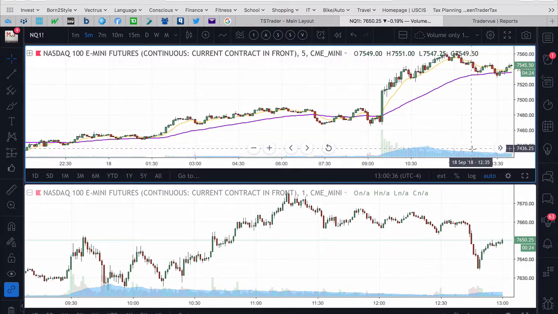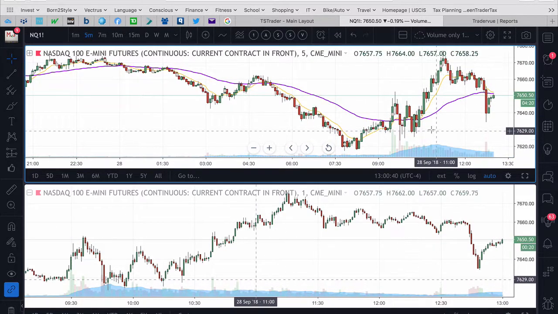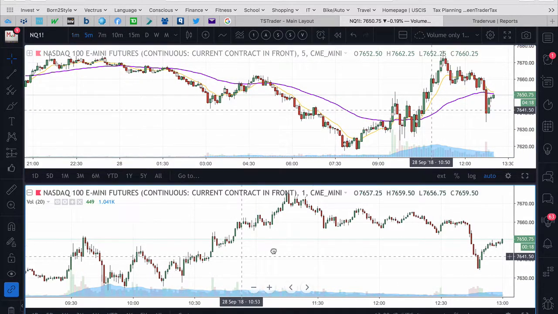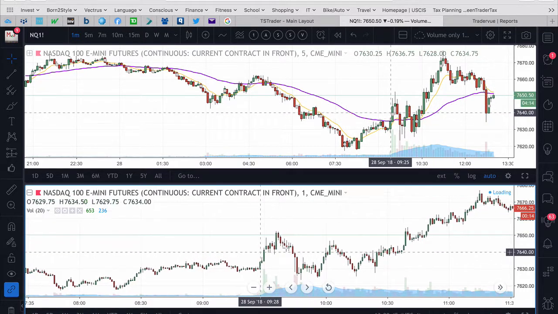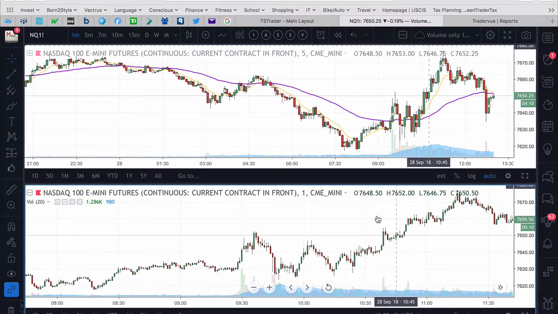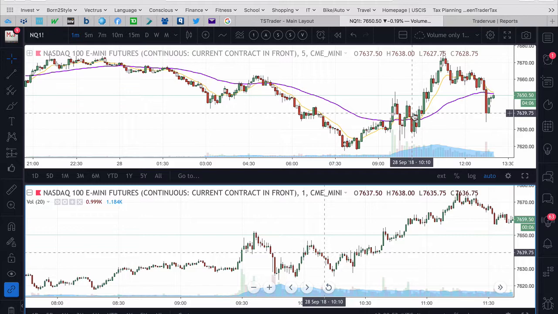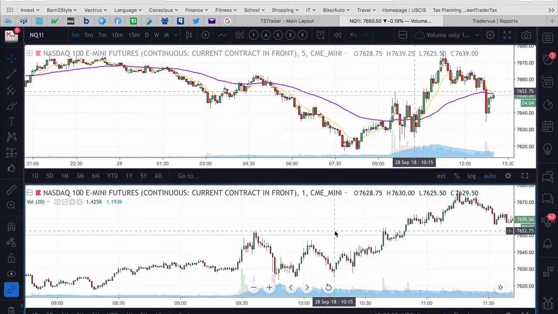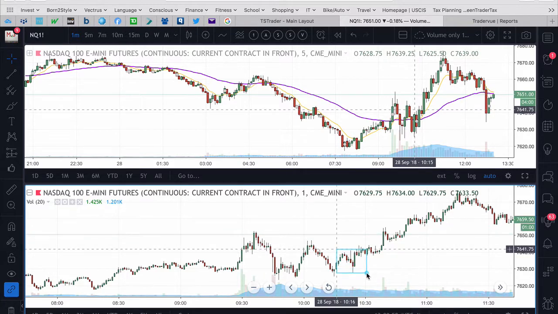All right, so you can see right here, if you look at the 1 minute, let's take a look at this little area right there.